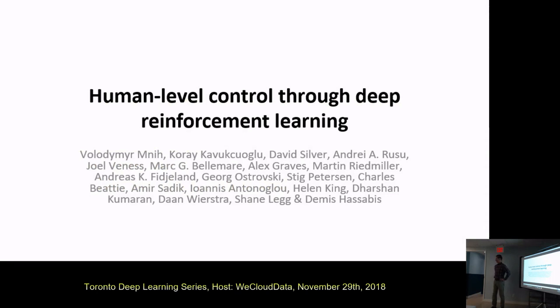So hi everyone, my name is Nick, and today we're going to talk about the paper that came out 3 years ago, and it was a pretty big deal back then. It's called Human Level Control through Deep Reinforcement Learning, and it came out of the DeepMind company that got acquired by Google.